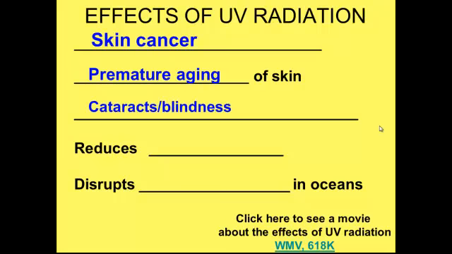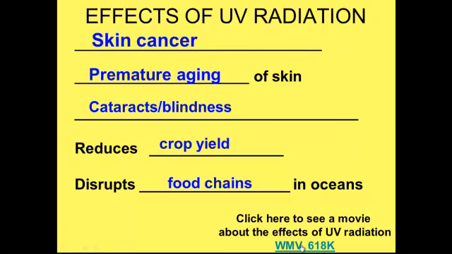It causes cataracts and blindness. If you spend too much time out in the sun not wearing sunglasses, it can lead to cataracts. And it doesn't just affect animals, it affects plants too. It can reduce crop yield and disrupt food chains in the oceans. There are some serious things that happen because of receiving too much ultraviolet light. We're going to watch a quick little video here.